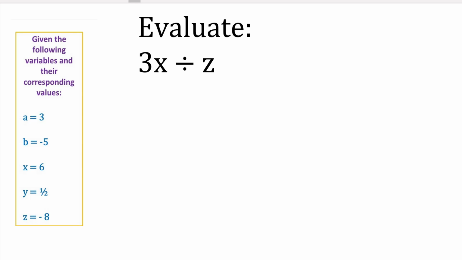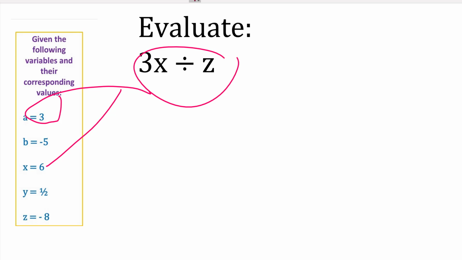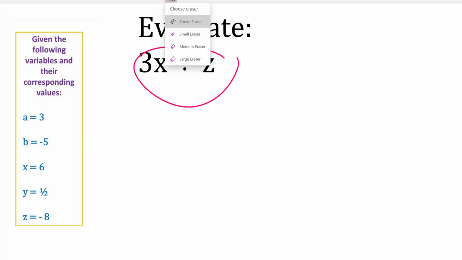We will evaluate the expression 3x divided by z, given the values here on the left, where in this case x equals 6 and z equals -8. So these are given. We could have any values later on, but for the moment x is given as 6 and z equals -8.